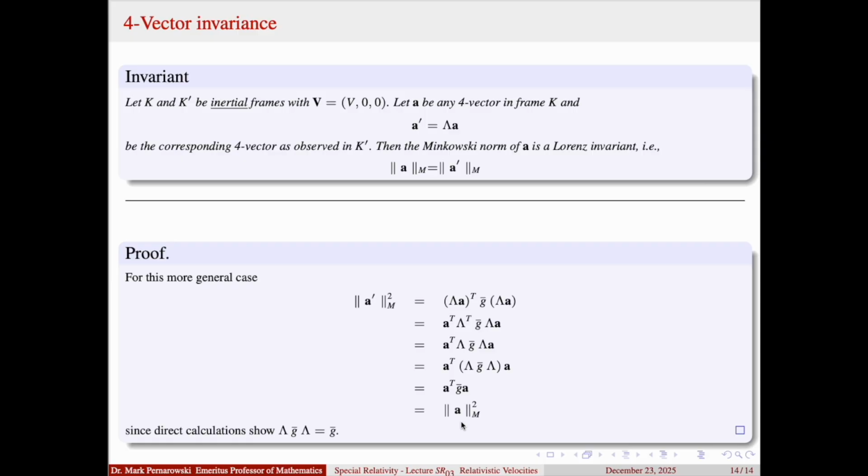That's the end of this introduction to four velocity. Now that we have four velocity, we can talk about momentum in four space, and then eventually energy in four space. With that, we end this lecture.